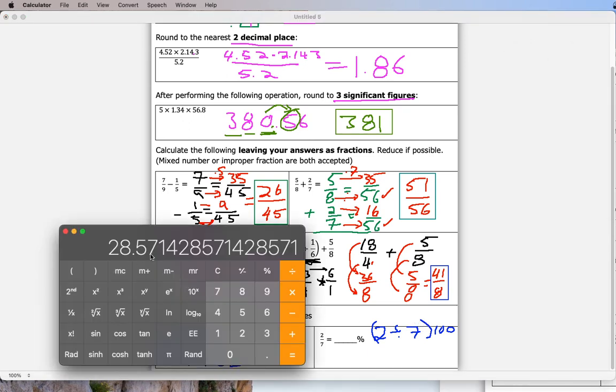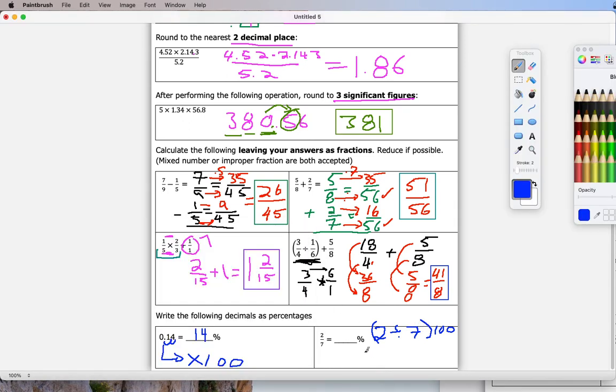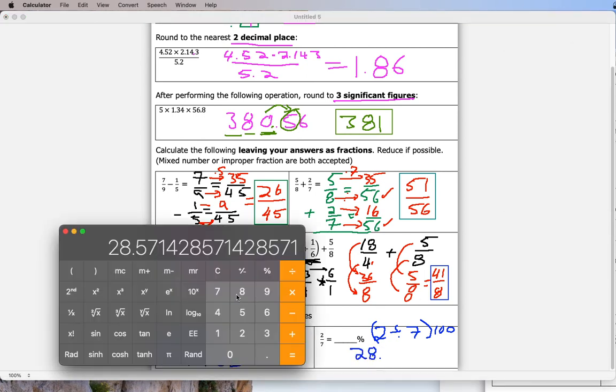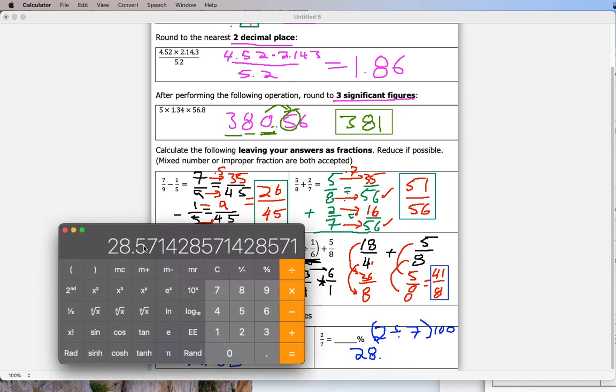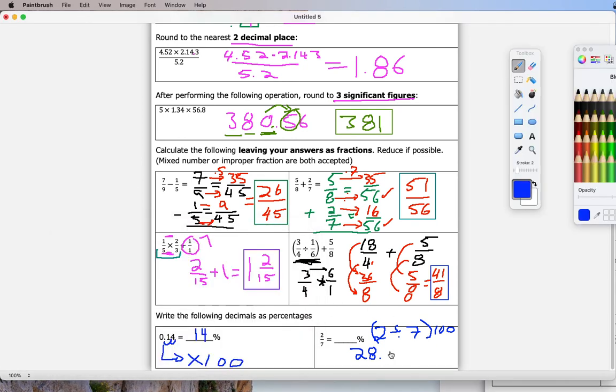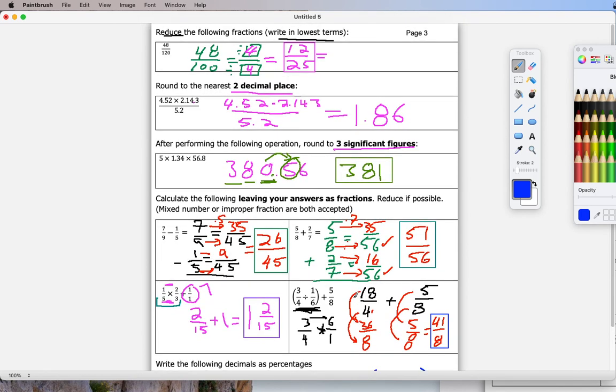I have 28.57. So I'm going to round this to one decimal place, 28 point. Let's see, one decimal place, that means 5. Is that bigger? Yep, so I got to make the 5 higher. 28.6. Okay. And there you go. There's your page 3.